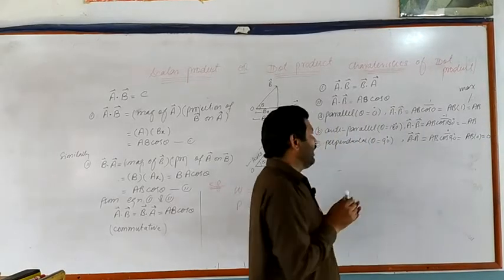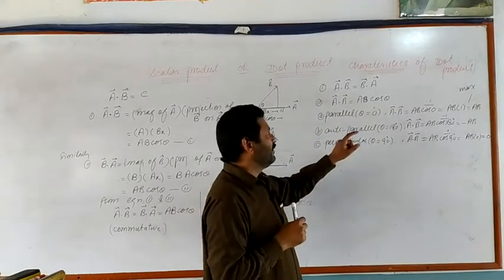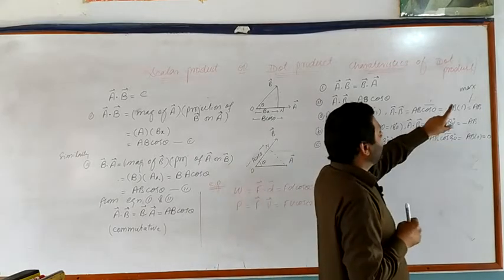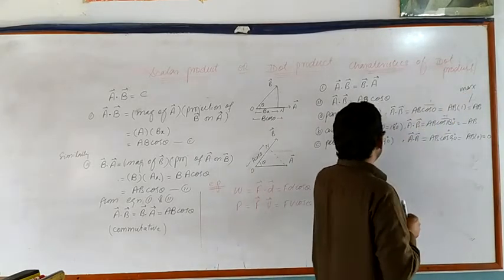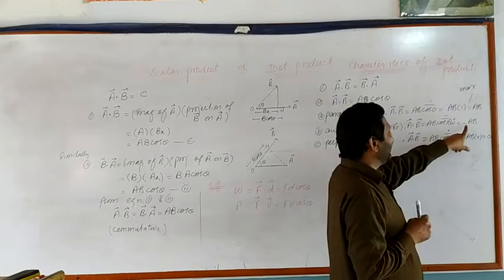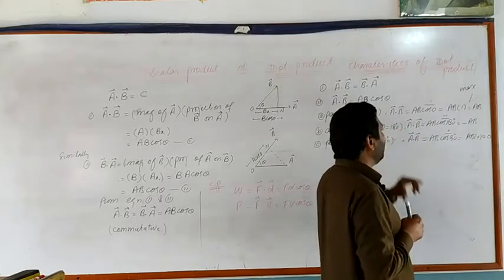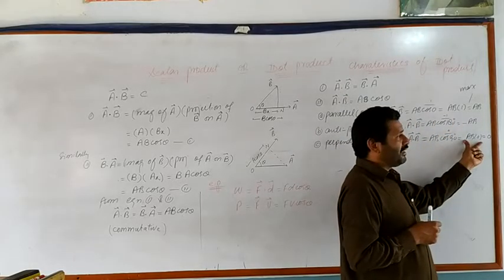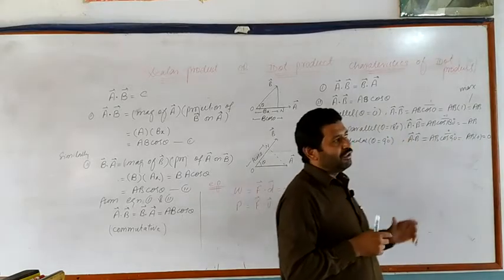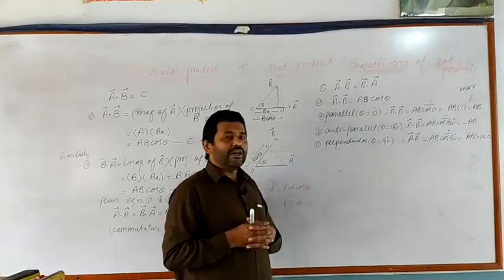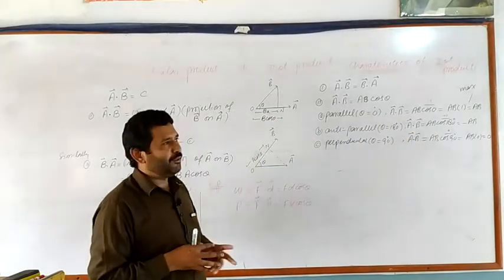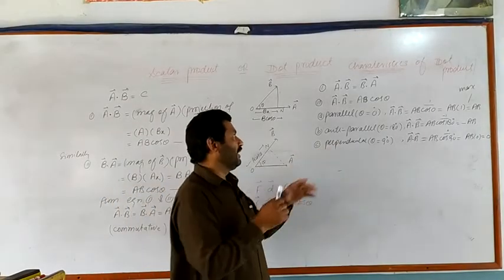We have proved that the dot product of two vectors will be maximum when they are parallel to each other, will be negative when they are anti-parallel to each other, and the dot product will be equal to 0 when these two vectors are at 90 degrees to each other, meaning perpendicular to each other.